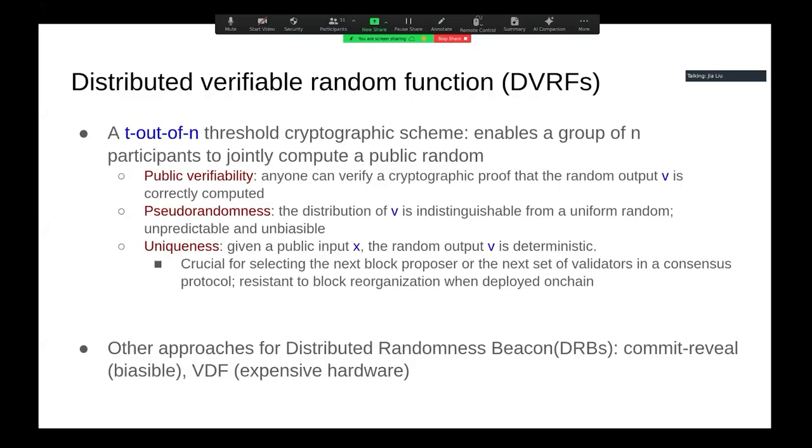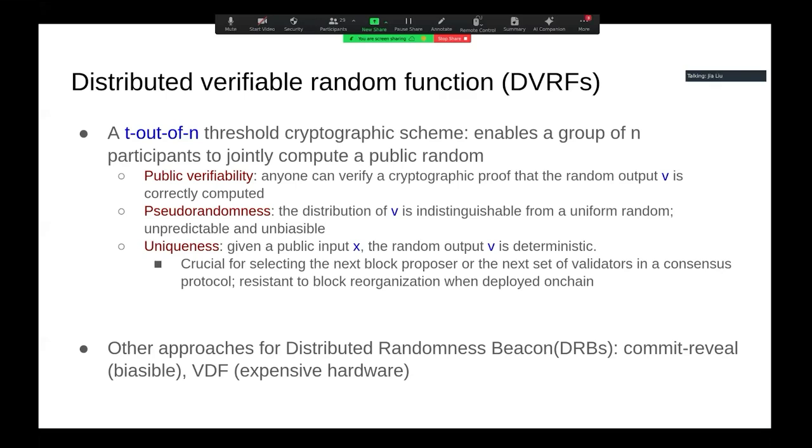A distributed verifiable random function is a T-out-of-n threshold crypto scheme. It enables a group of n participants to jointly compute a public random output. The random output is designed to achieve public verifiability, pseudorandomness, and uniqueness. These are the main security goals for DVRFs. Publicly verifiable means anyone can verify a crypto proof to guarantee the random output is computed correctly, in the expected way. So we don't have to trust any central authority. We can just verify the proofs.